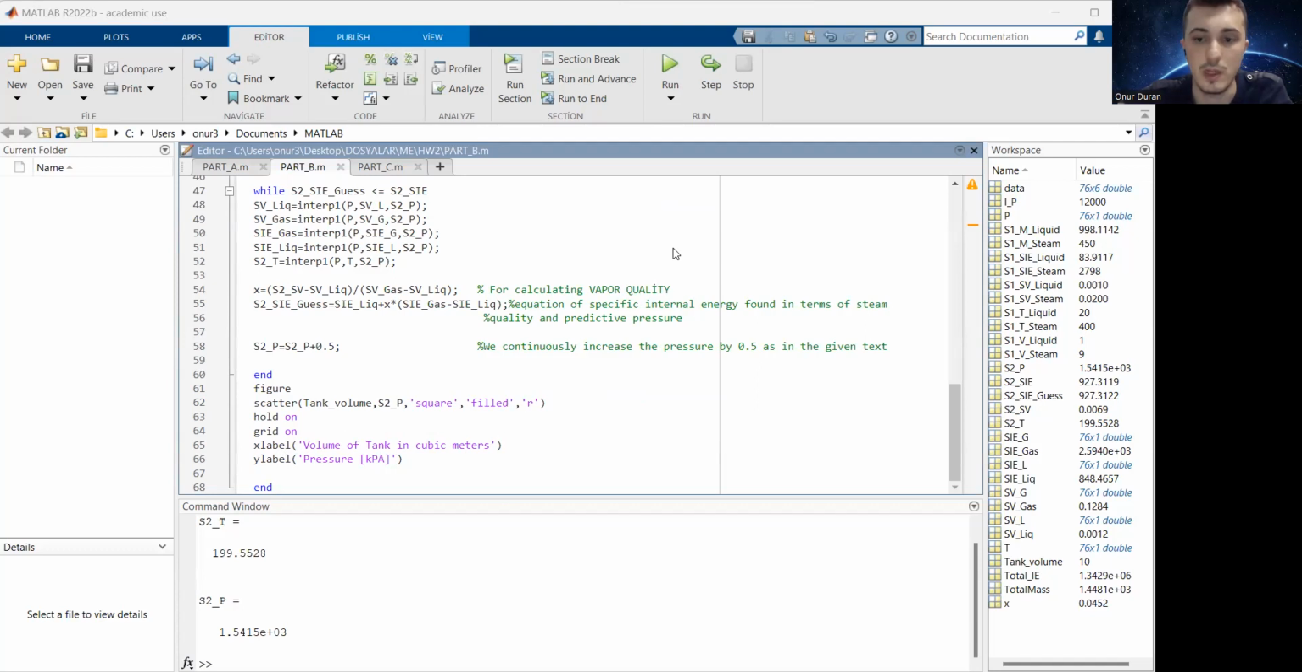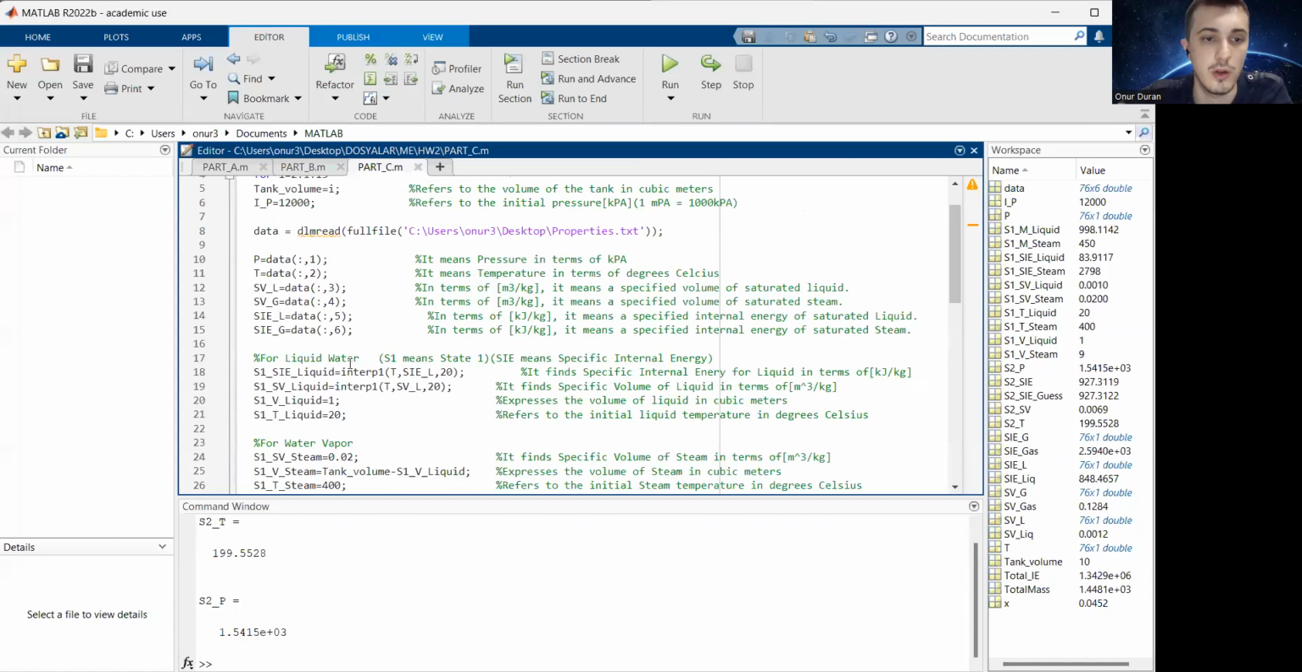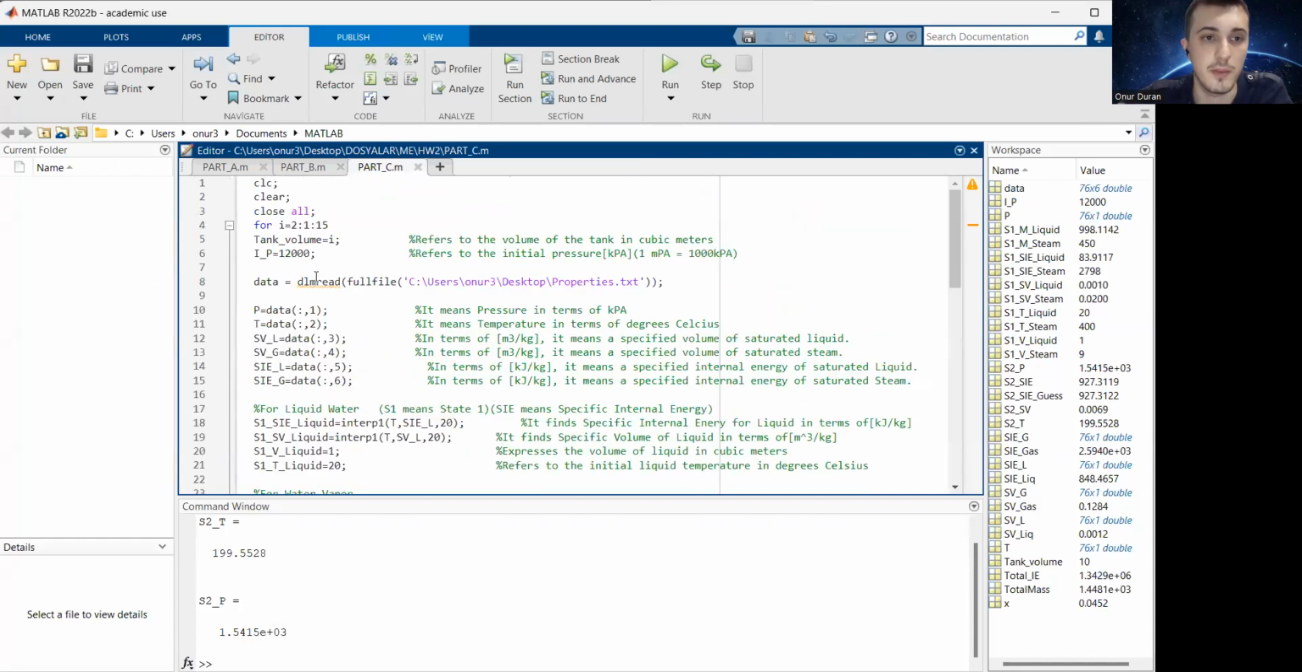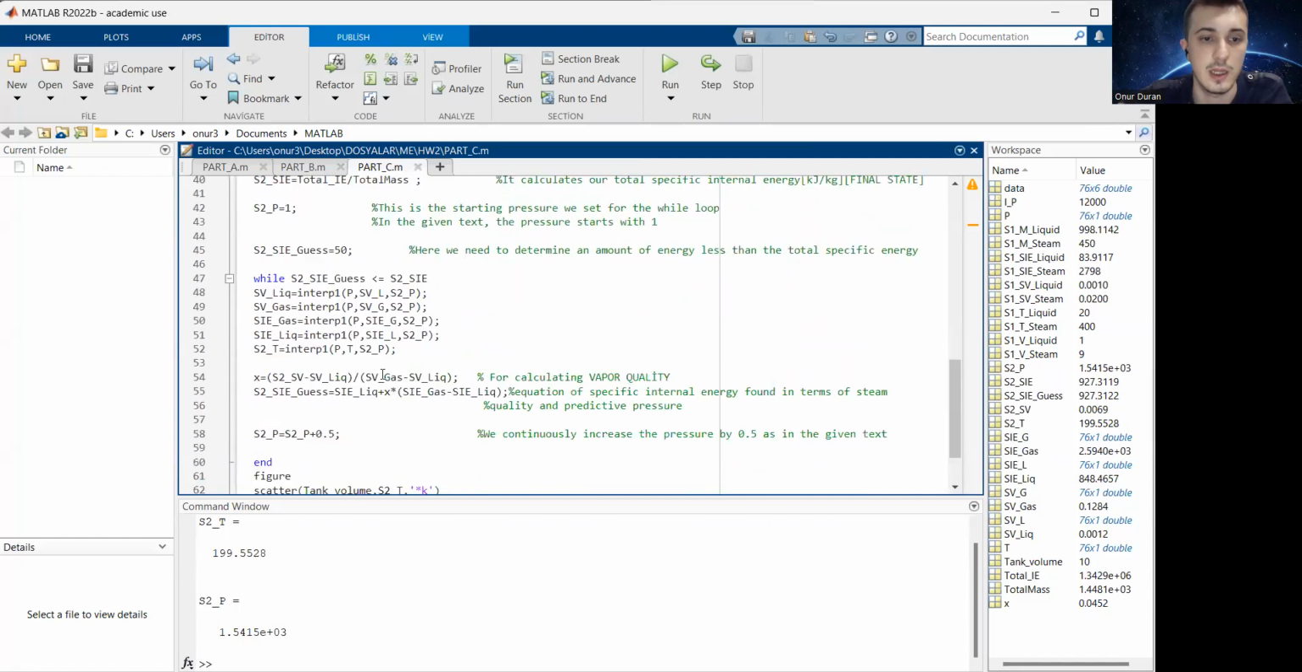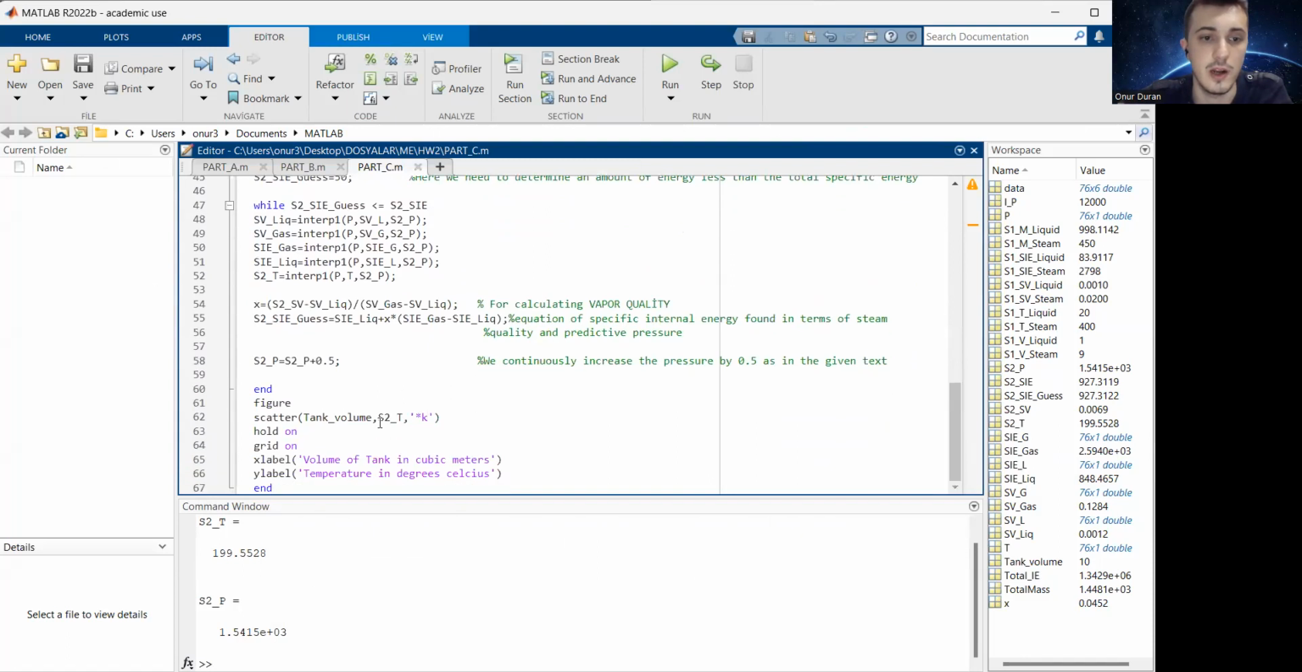Let's continue with MATLAB again. I show you part C. The only difference between part B and part C is the final temperature. I write the final temperature in here. I use the final temperature in the scatter function, and I want to see black stars for the figure.